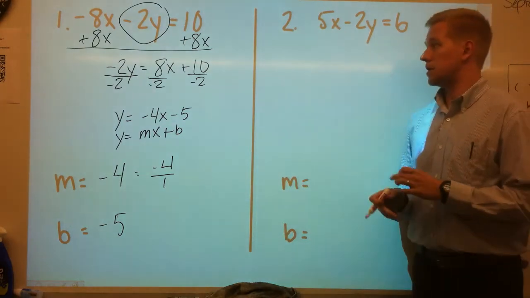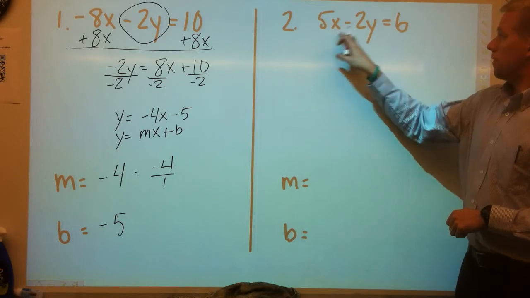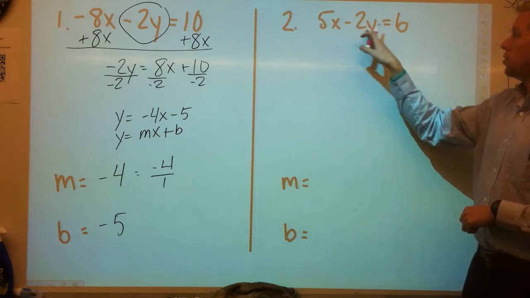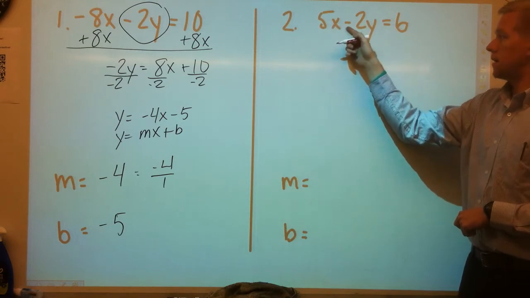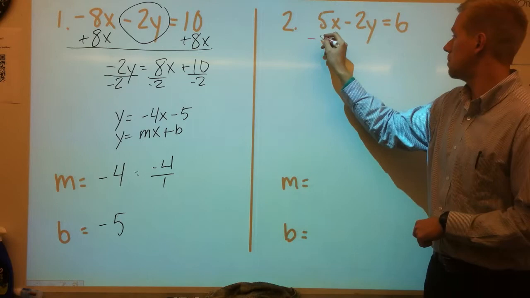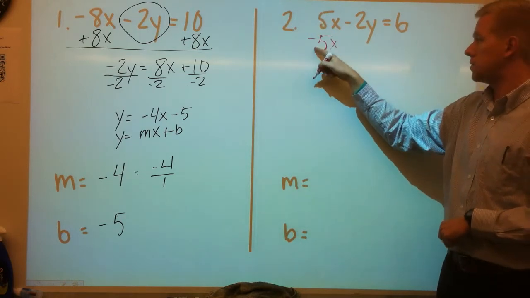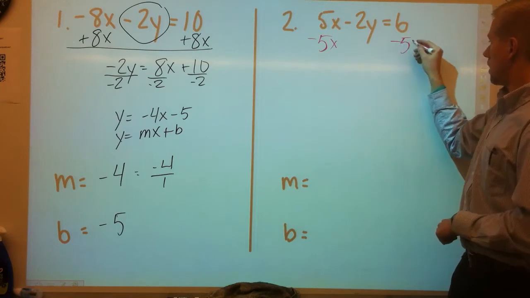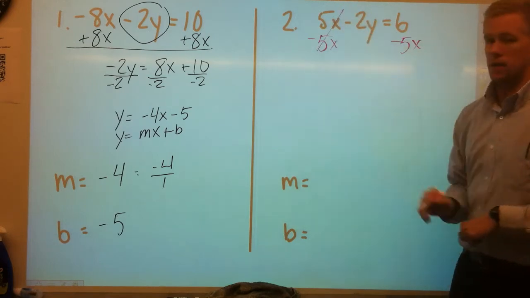My second example, same thing. I have a standard form. I need to change it to slope-intercept form, solving for y. So 5x minus 2y equals 6. I have something subtracted from my 5x. I don't want that in front of my 2y, so I'm going to subtract this by doing the opposite. Because it's a positive 5x, I need to subtract it. That way I can say 5x minus 5x is 0. I can cancel that out.